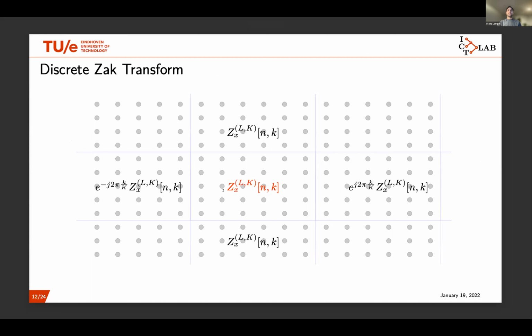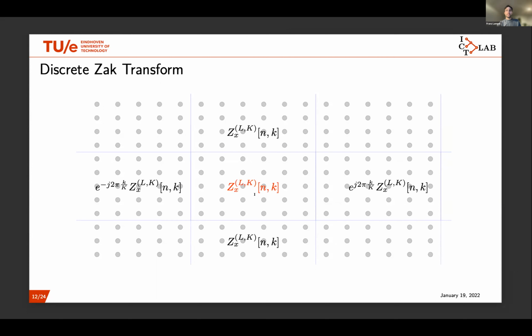And the point here is that we can fully describe a periodic sequence by only looking at this fundamental rectangle. We do not need the values here because they are just a replica of these values, which is also quite logical because we have a sequence of length N, and here we have N samples. So we just need to know these N samples and we can fully describe this sequence.